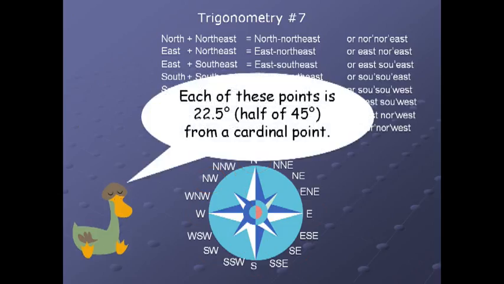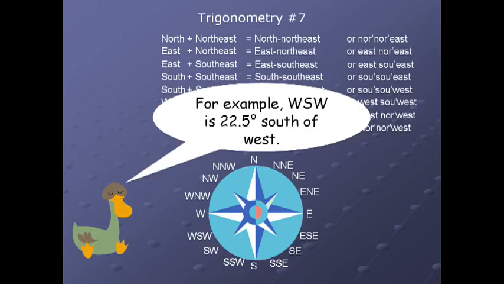Each of these points is 22.5, or half of 45, degrees from a cardinal point. For example, west-southwest is 22.5 degrees south of west.